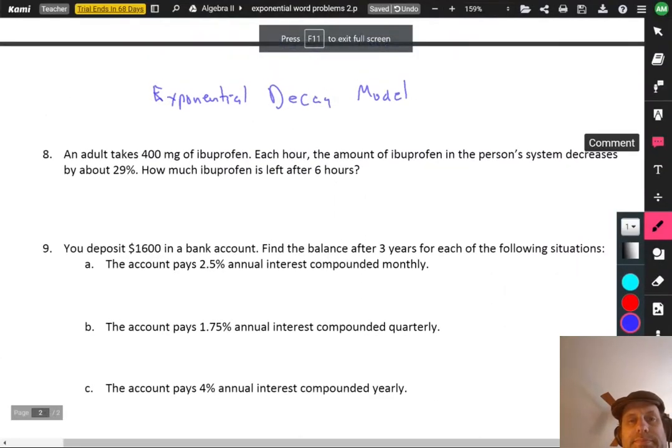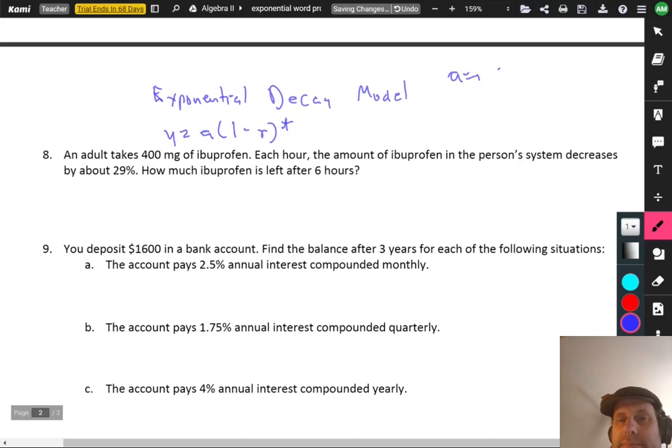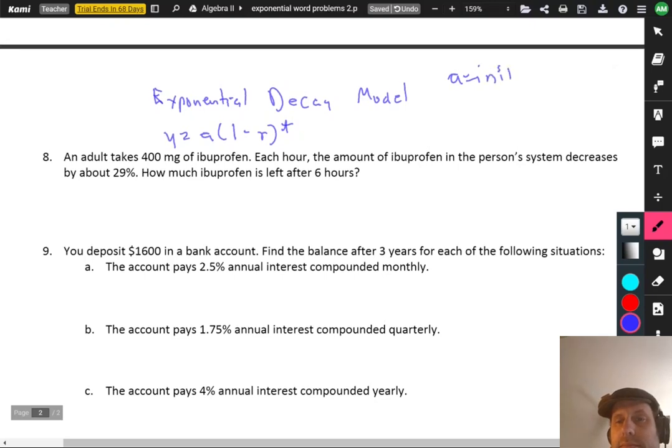So let's do it. That's going to be y equals a times 1 minus r to the t power. Once again, a is the initial amount. Sorry, it's a little slow. R is my rate. And like I said before, T is time. Y is obviously your final. So my initial, my A, is going to be 400.